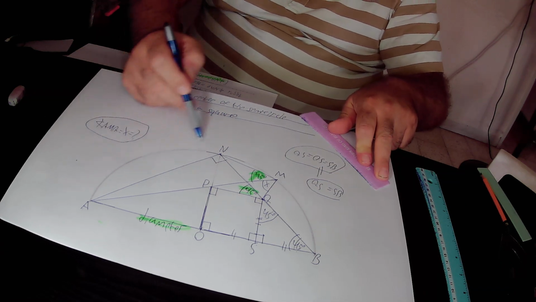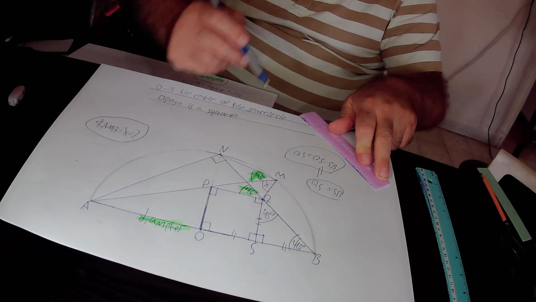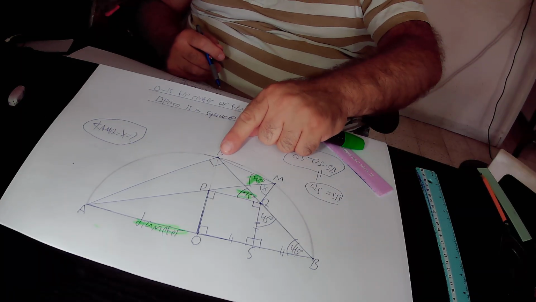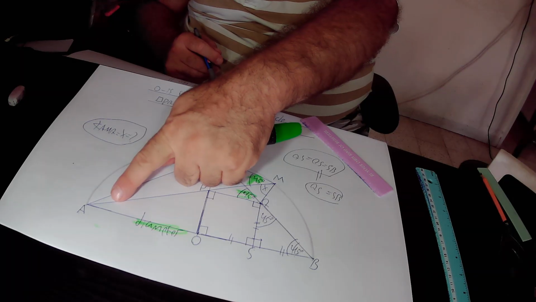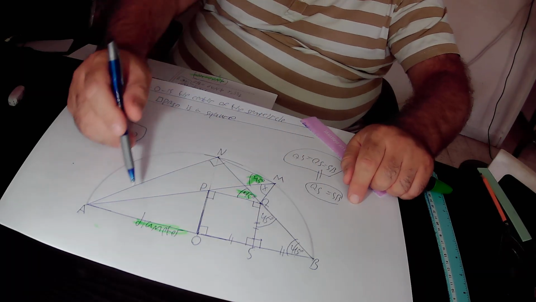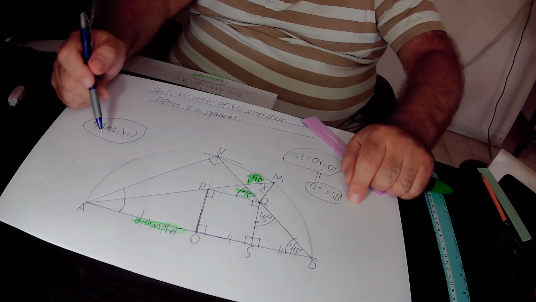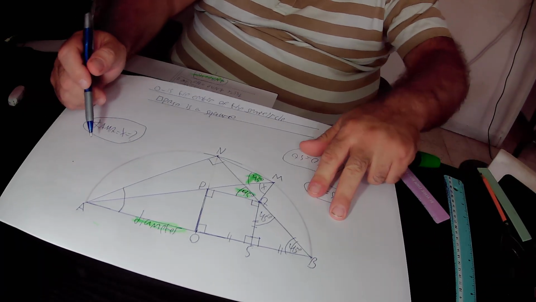So in the right triangle ANB, this angle equals 45 degrees, this angle equals 90 degrees, and therefore this first missing angle must be equal to 45 degrees in its size, according to the rule that the sum of the angles in any triangle is equal to 180 degrees.